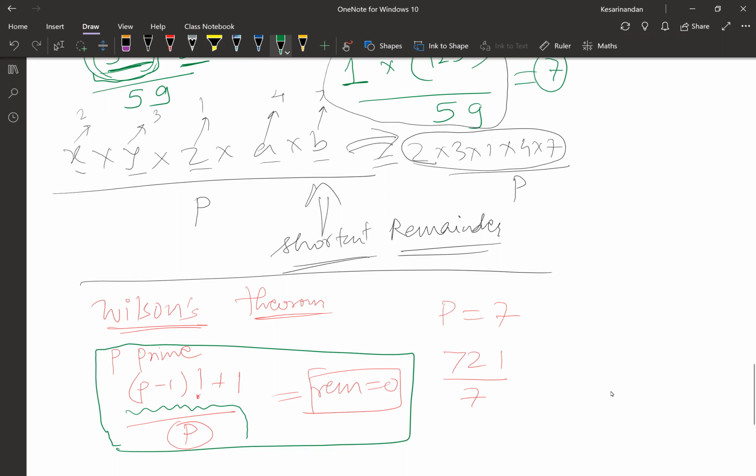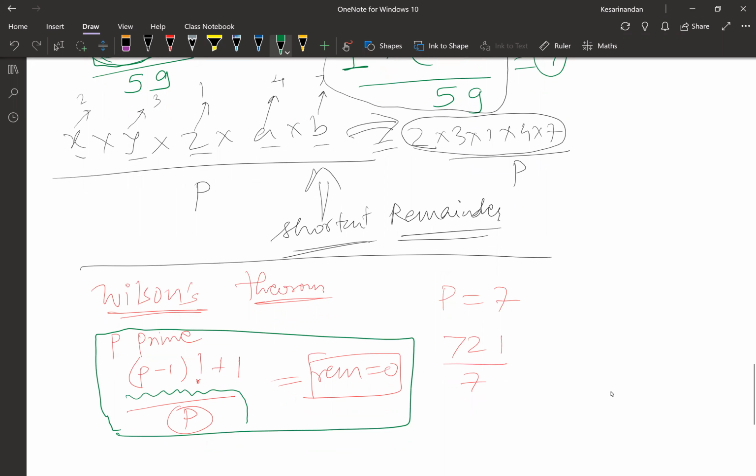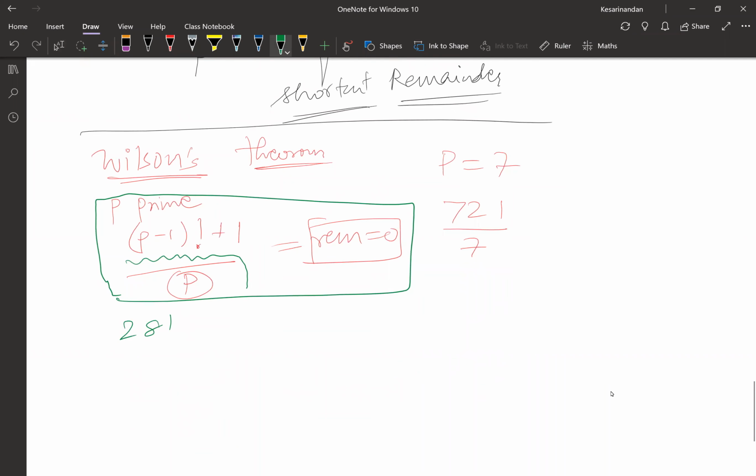Let's try this out then yet again. What is the remainder when 28 factorial is divided by 29? Find the remainder when 28 factorial is divided by 29. I want the remainder.